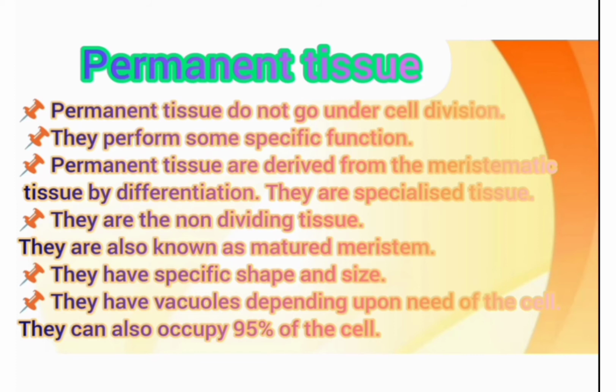They have a specific shape and size. They have vacuoles depending upon the need of the cell. They can also occupy 95% of the cell. The vacuole size can depend on the need of the cell.